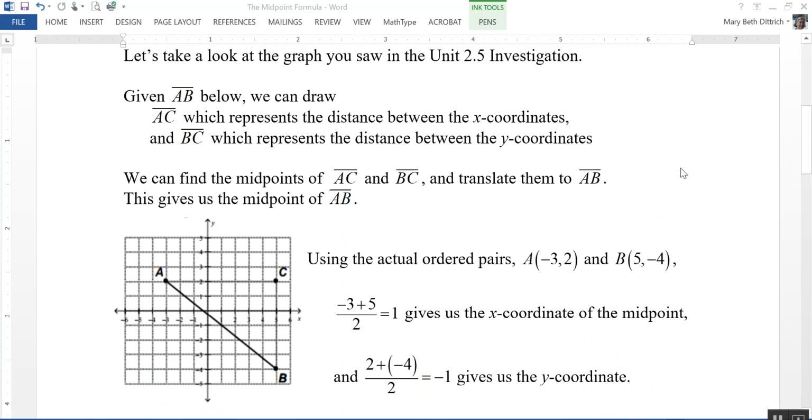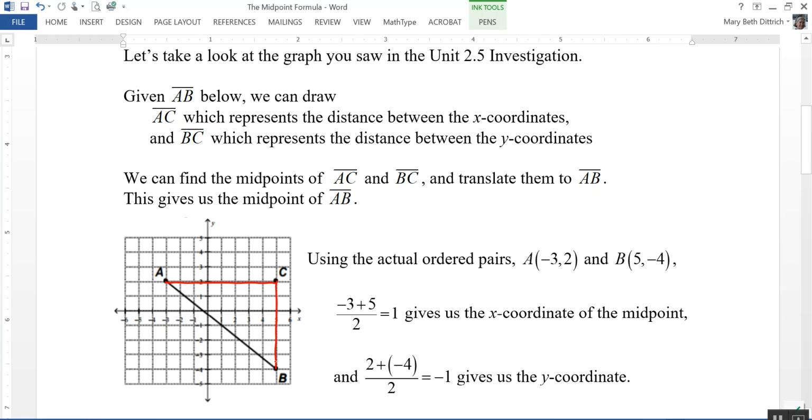Given segment AB below, we can draw segment AC, which represents the distance between the x coordinates. And that would be right here. We can also draw segment BC, which represents the distance between the y coordinates. That would be this segment right here.